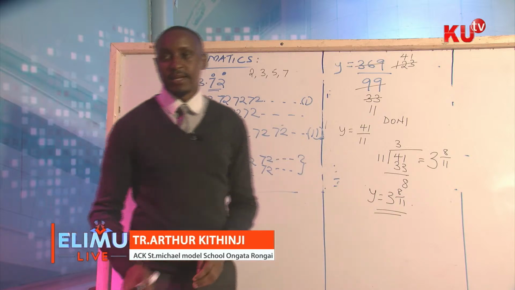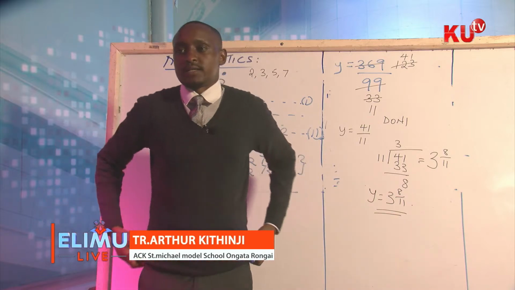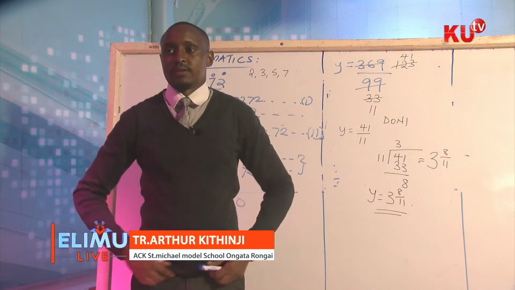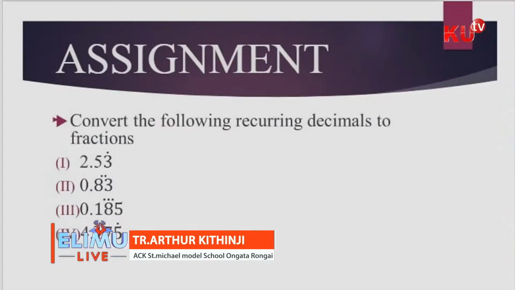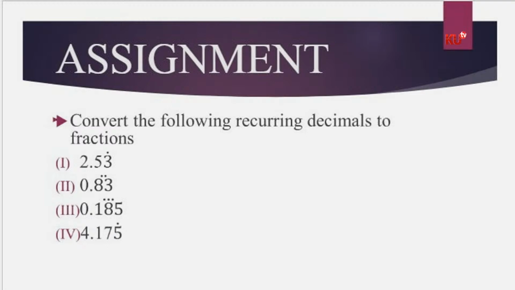There's an exercise for you learners on the screen. The last slide is an exercise assignment. In your assignment, you are told to convert 2.53 where 3 is recurring. I'll do that first question for you, since we have not looked at that kind of an example. I'll do that for you as we wind up our lesson.